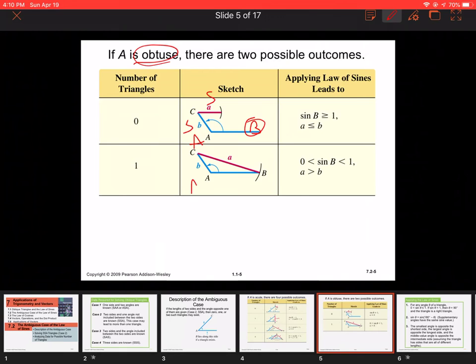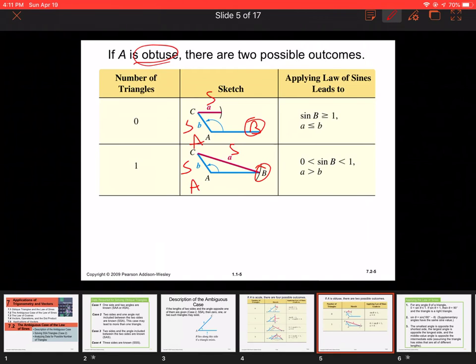Let's look at the other case when your given angle A is obtuse. So again, here's your angle-side-side pattern. And this time, the sine of that angle B is between 0 and 1, which we know is in the range for sine. But this time, A is greater than the length of B. And as a result, you will have one and only one possible triangle.